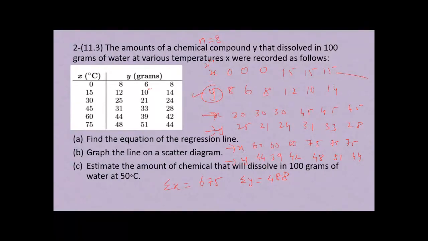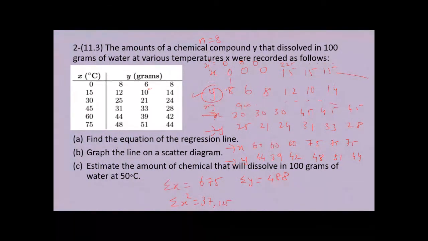Now find x square. X square, another column. 0, 0, 0, 15 square, 225, 225, 225, 900. So find all x square and sum them up. Summation x square is 37,125.